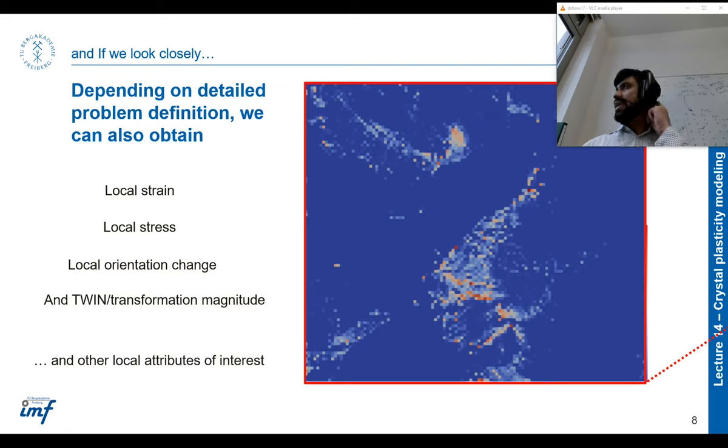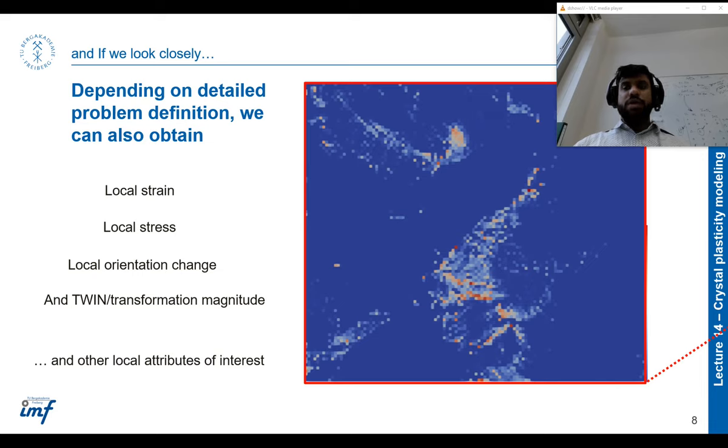Just to quickly recap, the material behavior depends on the material microstructure. And in the ideal world, if we want to get the desired material behavior, we would want to engineer the microstructure of the material in a way that it behaves like we want it to.